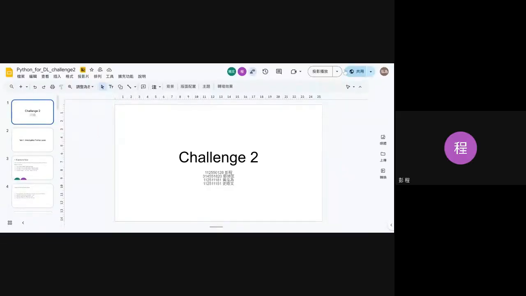Okay, we are Group D, and I will introduce our challenge 2. Next page. So task 1 is investigating the pooling layers. Next page.